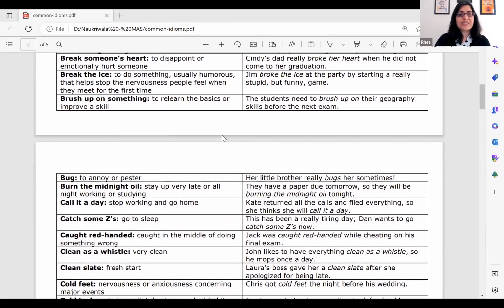Brush up on something. So we say this pretty often. I want to brush up on my Excel skills. I want to brush up on my Python skills, which basically means that I need to make my skills sharper. I need to relearn something. I need to improve on something. So students need to brush up on their geography skills before the next exam.